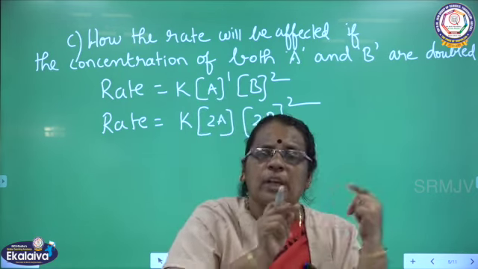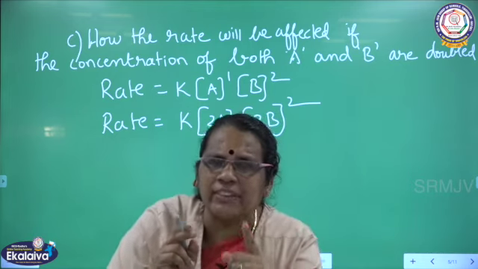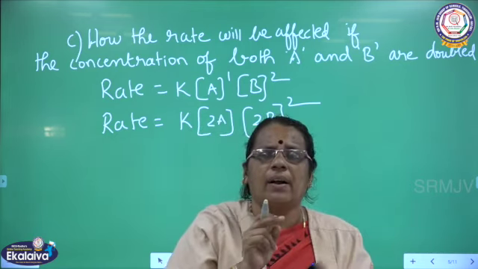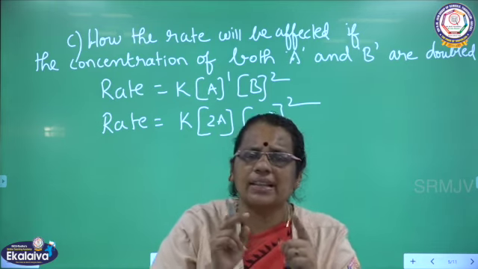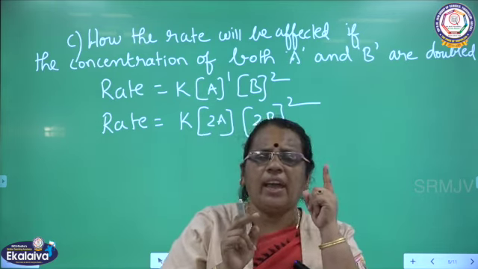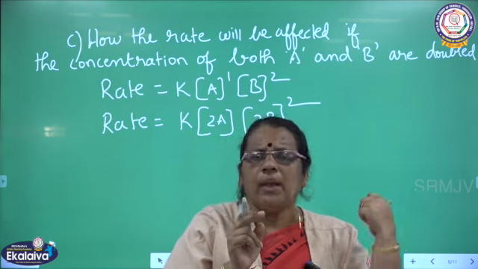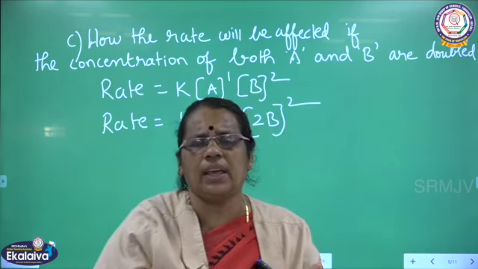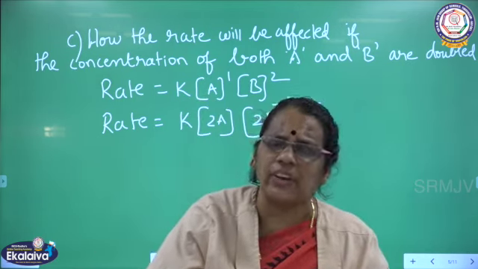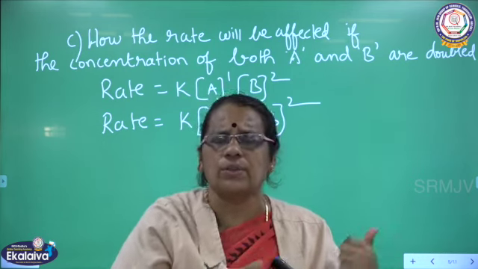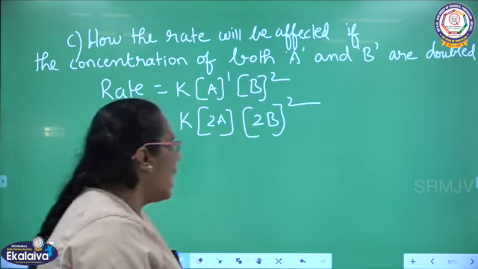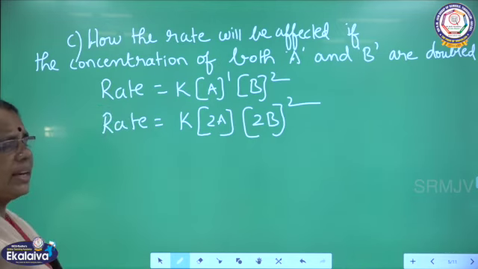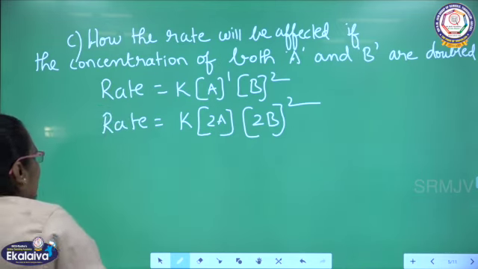Already I told you the reaction is first order with respect to A and second order with respect to B. That is the reaction, is it not? So the order of the reaction is 1 with respect to A and 2 with respect to B, and based on this we are going to see how the rate is affected when the concentration is increased. So here the concentration of both A and B are doubled, and we are going to check how many times the rate of the reaction has been increased.